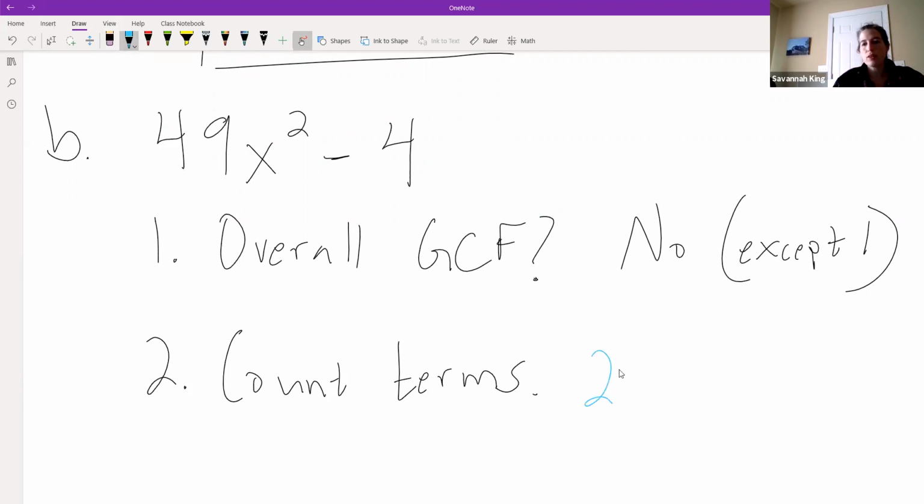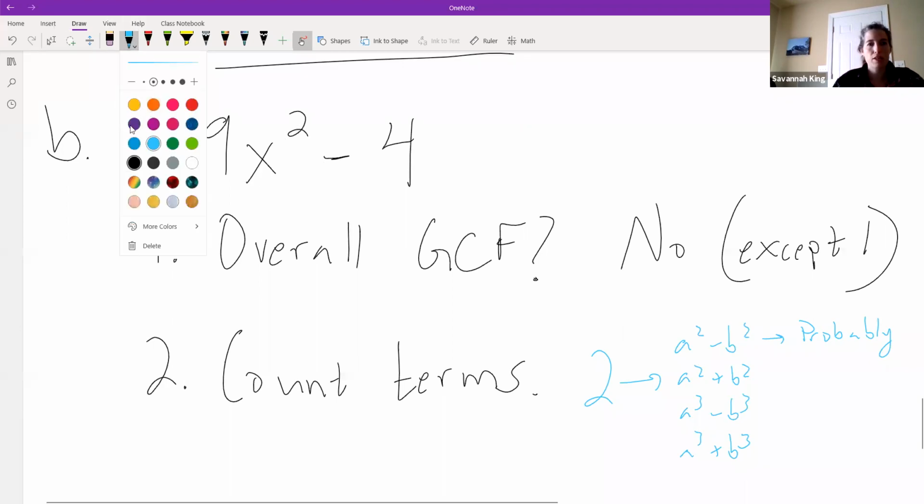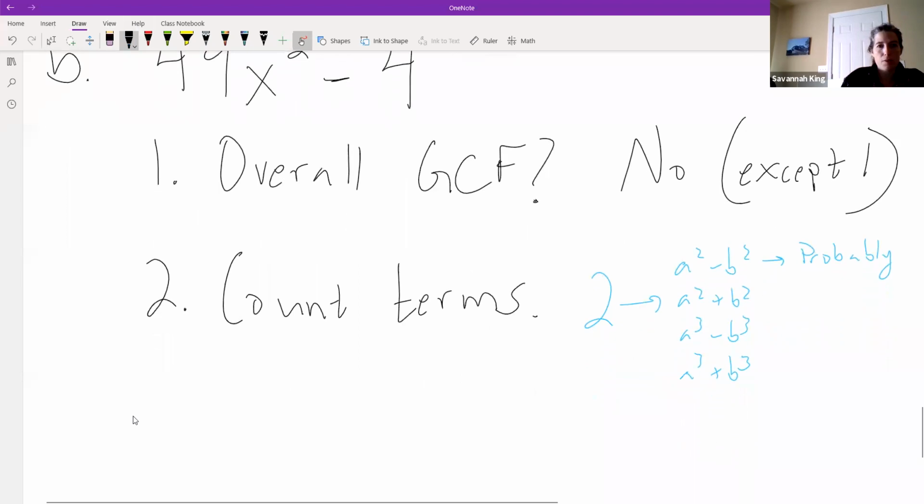Okay, so when there's 2, of course, I've got my 4 choices. It's either a squared minus b squared, a squared plus b squared, a cubed minus b cubed, and a cubed plus b cubed. And I am seeing automatically an x squared here. So I'm going to say probably. Okay, that looks like our best bet, but we want to make sure that we can rewrite 49x squared minus 4 in that format.